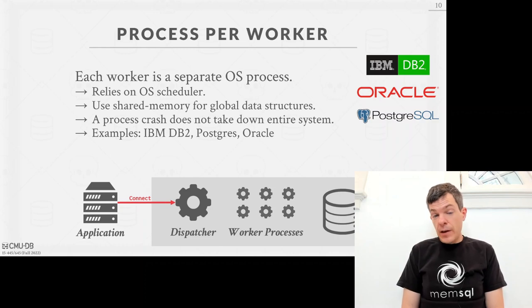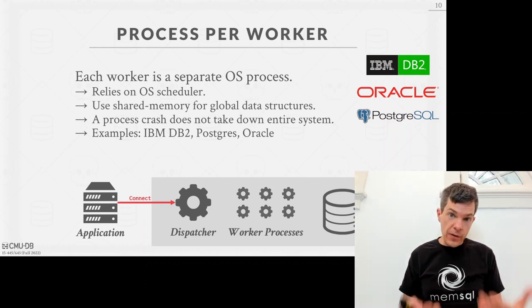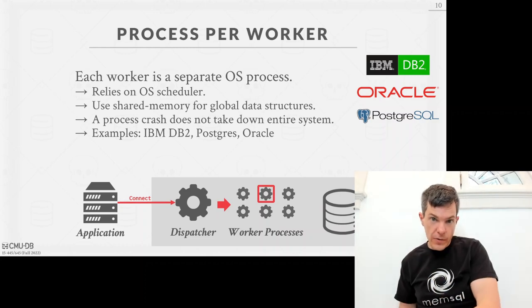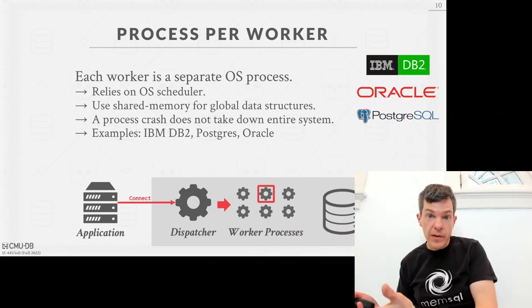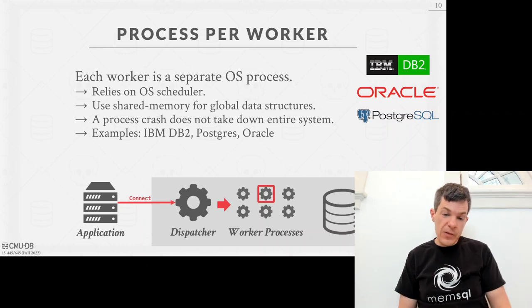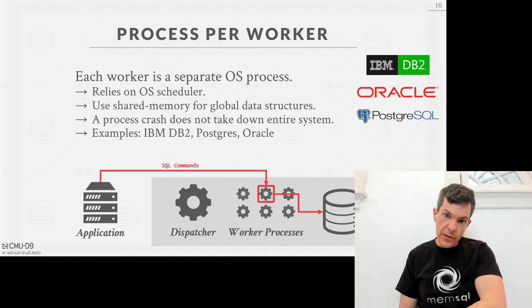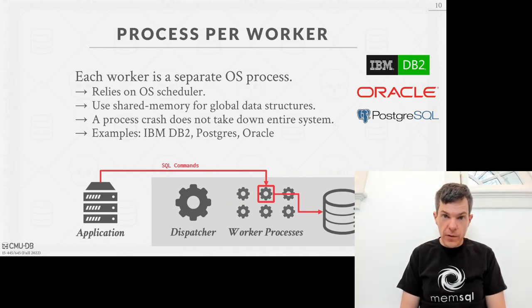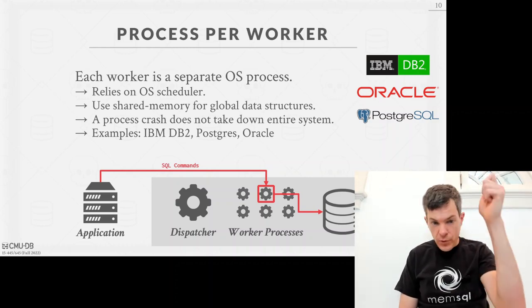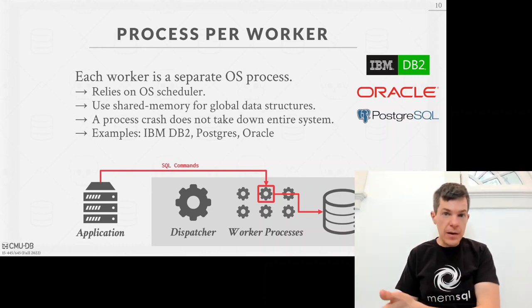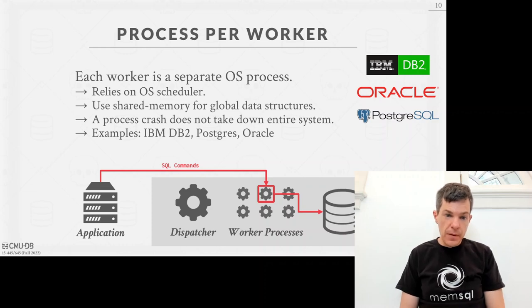So the application says, I want to connect to the database system. It first hits up the dispatcher process. And then the dispatcher process is responsible for picking one of its worker processes to say, you're now going to be in charge of this query or this connection. The dispatcher hands off that information back to the application, who then connects directly to the worker process and submits any query request to that, who then executes that query on behalf of that connection and does whatever it needs to do on the database system.